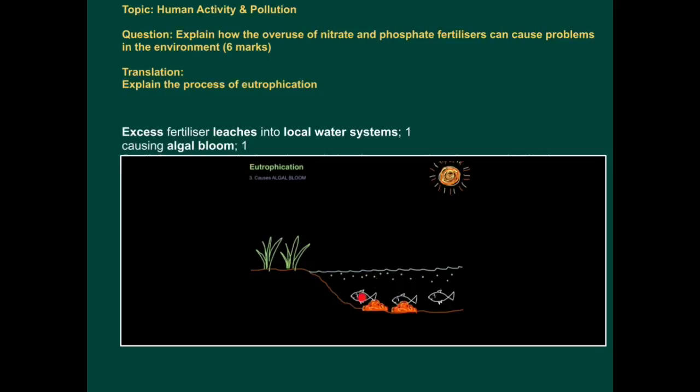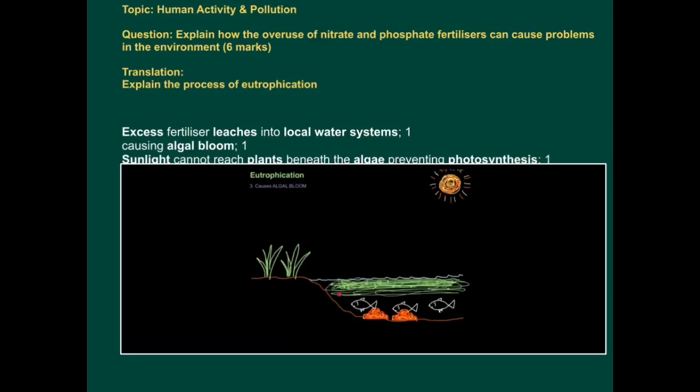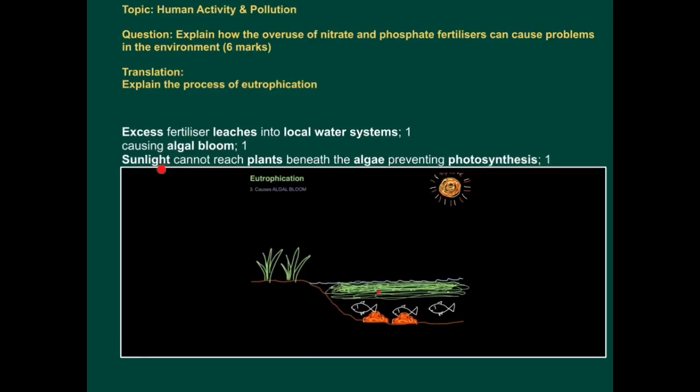And if you have lots of nitrates and phosphates in the water, the algae, just like any plant, will use it for growth. So it causes something called algal bloom. And you can see that over here. Suddenly that algae will grow. So now sunlight cannot reach plants beneath the algae, preventing photosynthesis.